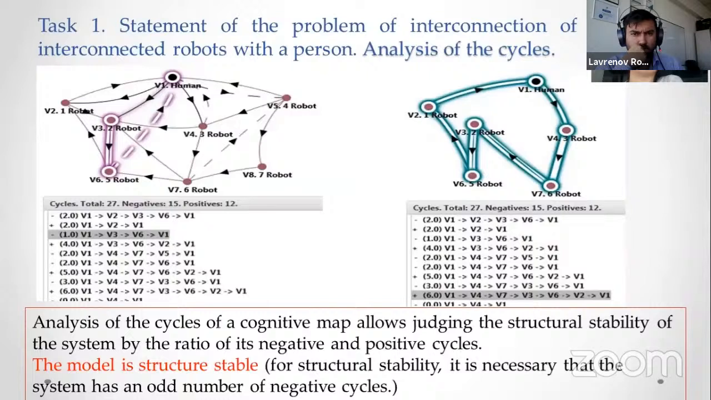Analysis of the cycles of a cognitive map allows us to determine negative and positive cycles. In this slide, there are 2 of the 27 cycles of the cognitive map selected, 1 negative and 1 more complex positive cycle. This allows judging the structural stability of the system by the ratio of its negative and positive cycles. In this example, the model's structure is stable because it has an odd number of negative cycles.